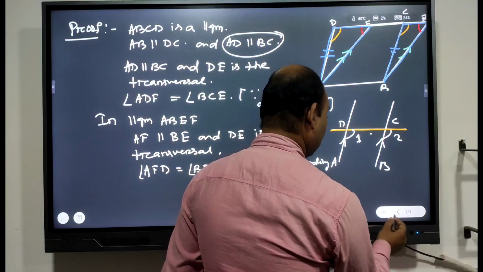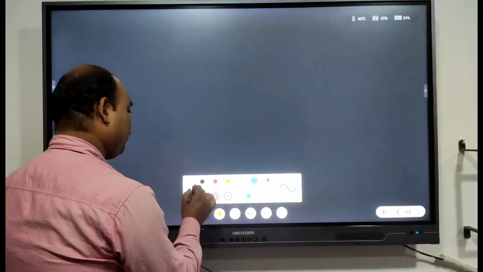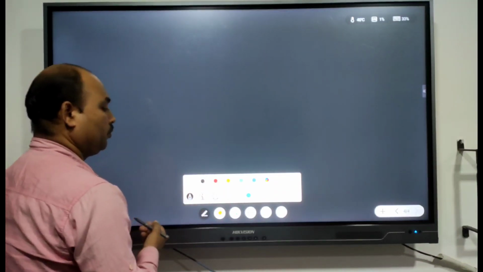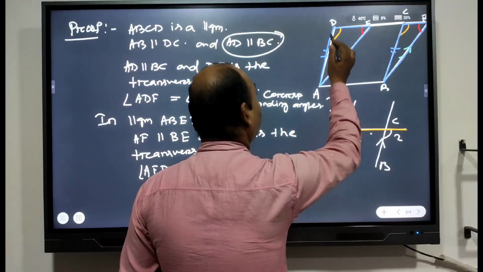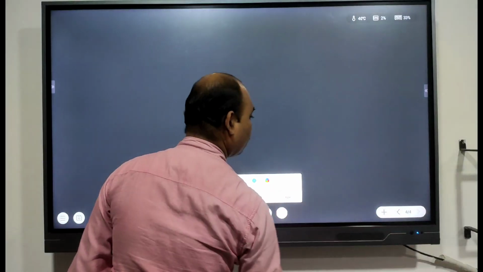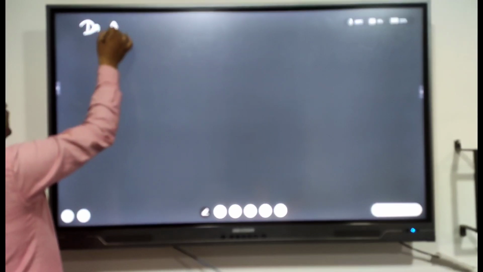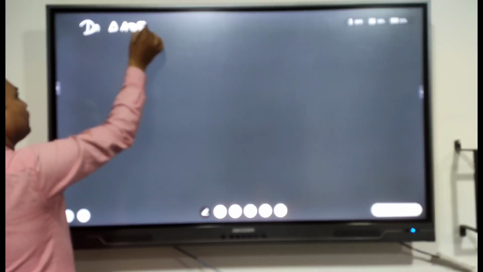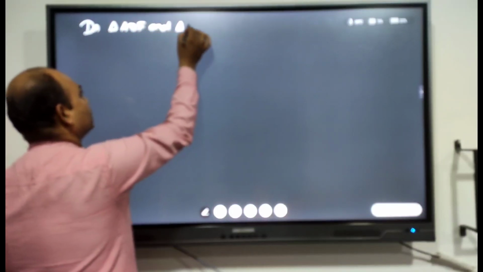Okay. Next we will go for the congruent part. For that, we will take the next page. In the congruent part, which triangle are we taking? We are taking triangle ADF. In triangle ADF and triangle BEC.